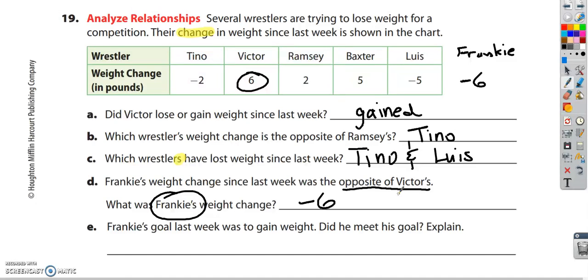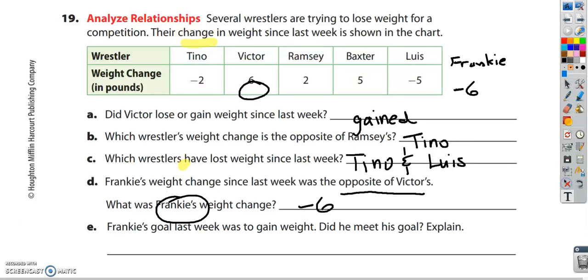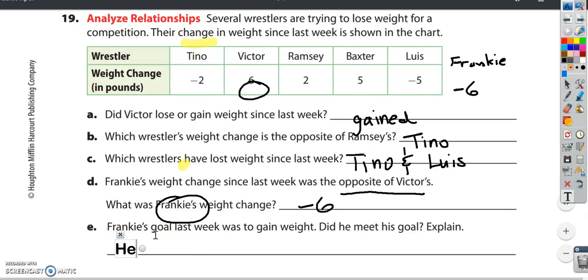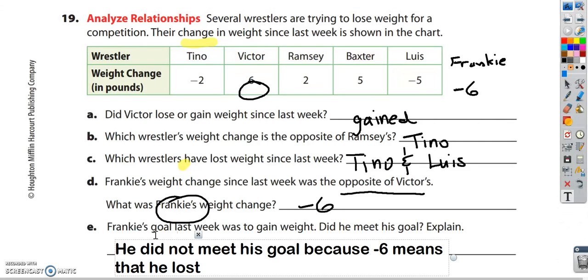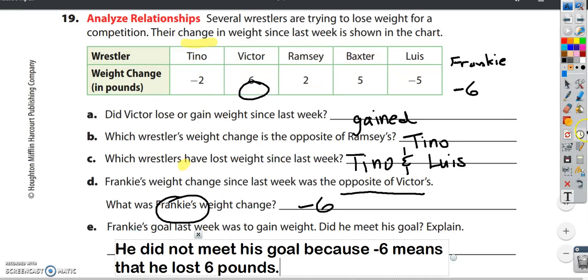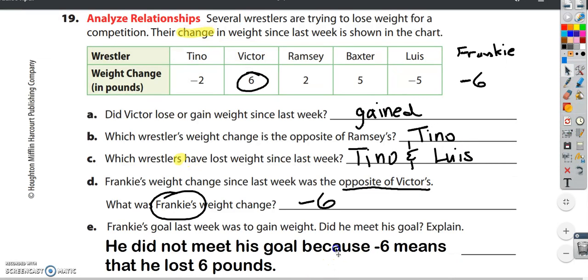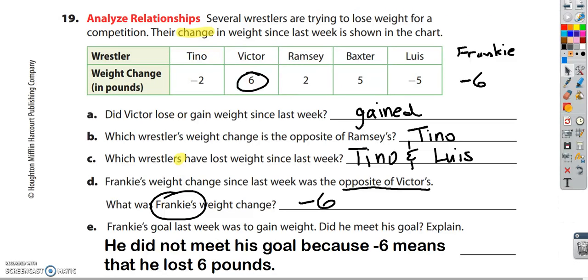And question E. You kind of got to get D right in order to get E. Question E reads, Frankie's goal last week was to gain weight. Did he meet his goal? Explain. He did not meet his goal. I'm going to type this because it's a little bit neater. He did not meet his goal because -6 means that he lost 6 pounds. That's an explanation to it, and that is good enough. Okay, we will stop this video and we will resume the next video on page 12.